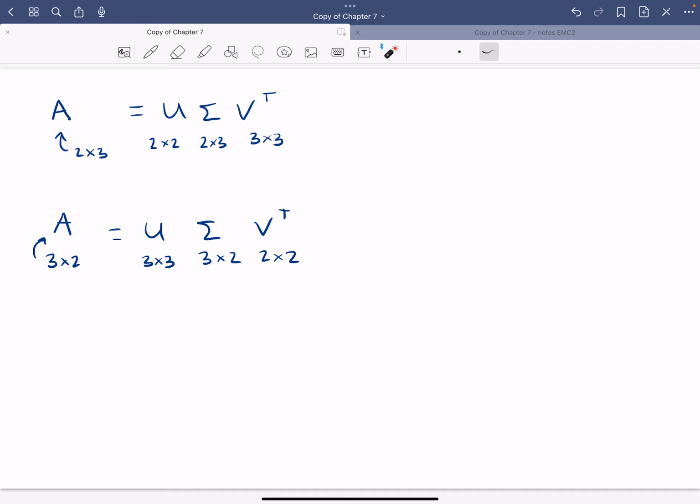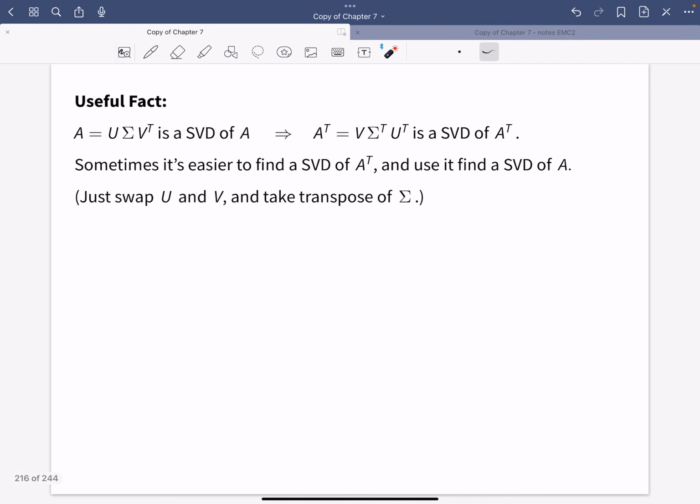Okay, so if the shape or size of the matrix is not amenable to working really easily with it, you can always take the transpose and find a singular value decomposition of the transpose, as long as you remember to swap the U and V back in the end and take the transpose of sigma. So that's kind of a pro tip. You've got to be thinking and remember to swap things at the end and take the transpose at the end, but that is an option if you're interested in doing that.